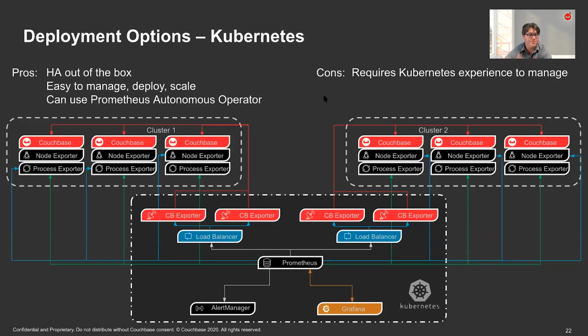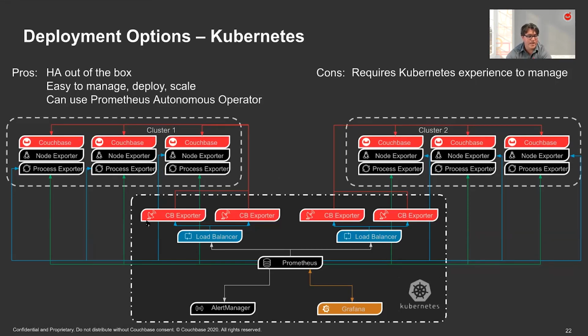Here is, in my opinion, the best way to deploy this. It gives you high availability out of the box. In my opinion, it's easy to manage, deploy, and scale, and it can work with the Prometheus autonomous operator. The con here is that it does require some Kubernetes experience to manage.